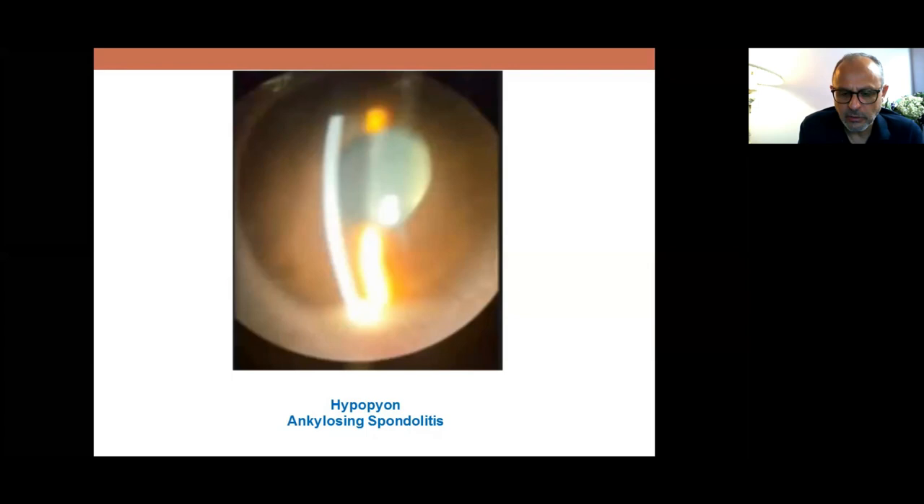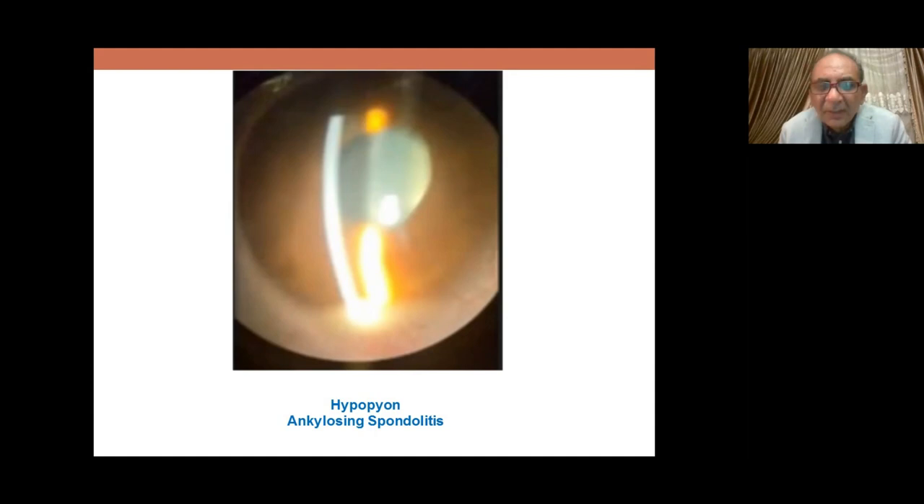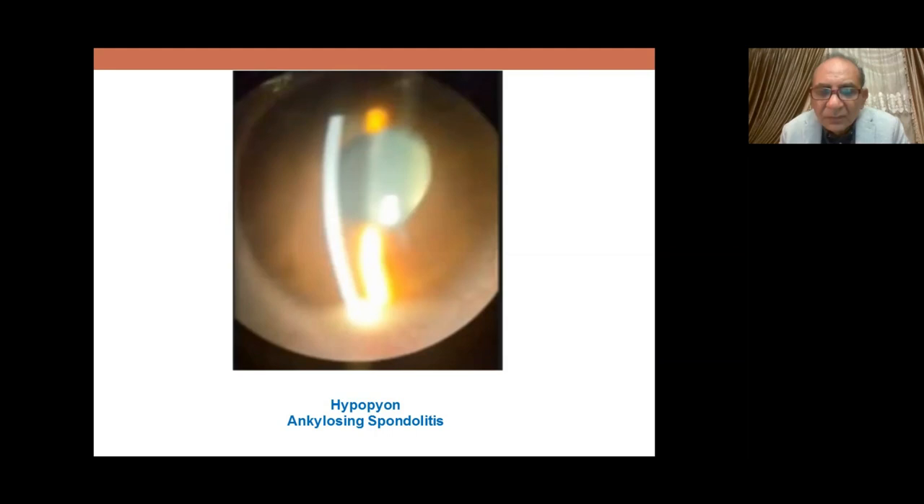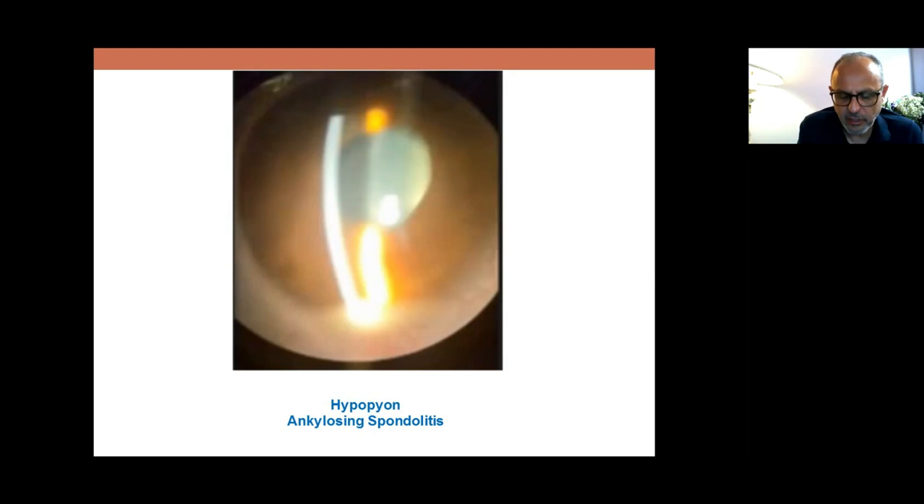You remember this patient? You don't remember? No, I can't remember her now. I convinced you to give her Humira because she had recurrent uveitis, although her vertebral problems or joint problems were not severe enough for biologics or for any treatment.